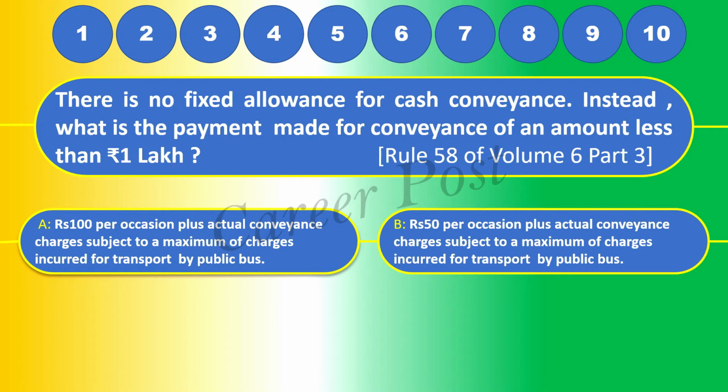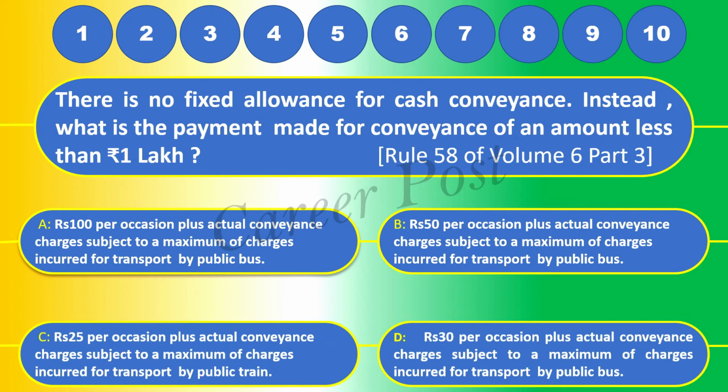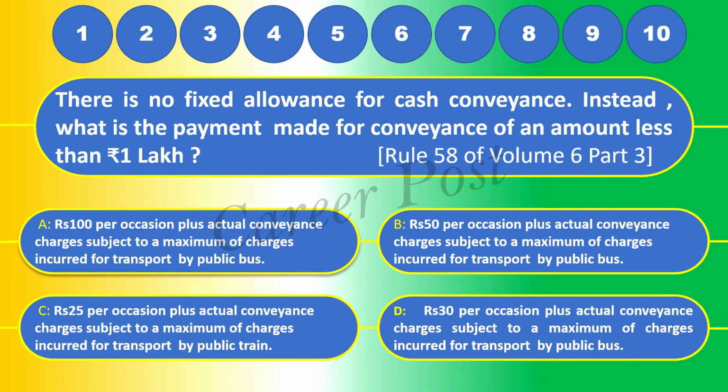B. Rupees 50 per occasion plus actual conveyance charges subject to a maximum of charges incurred for transport by public bus. C. Rupees 25 per occasion, and here it is by public train. D. 30 per occasion plus actual conveyance charges subject to a maximum of charges incurred for transportation by public bus. Your time starts now.